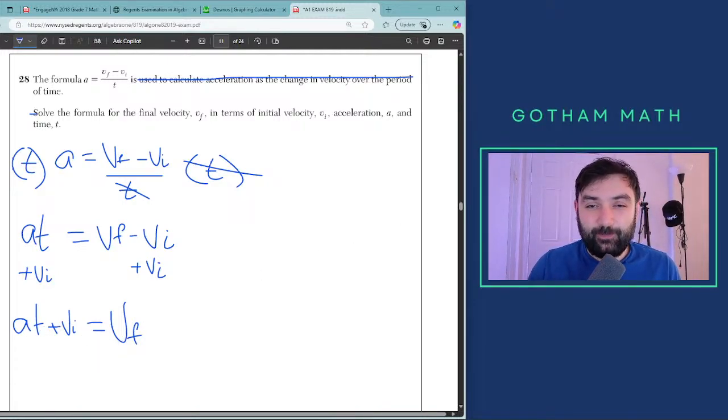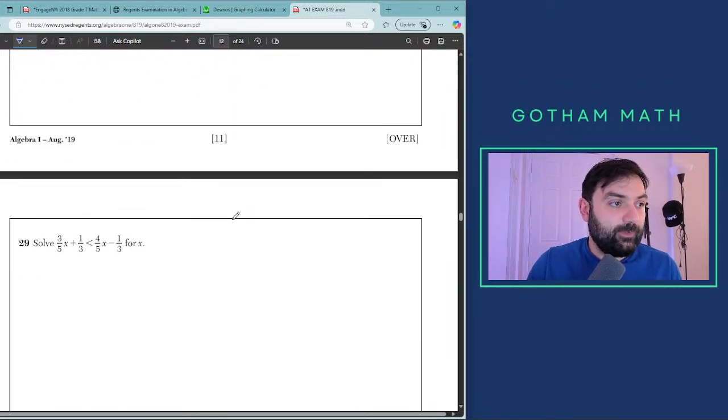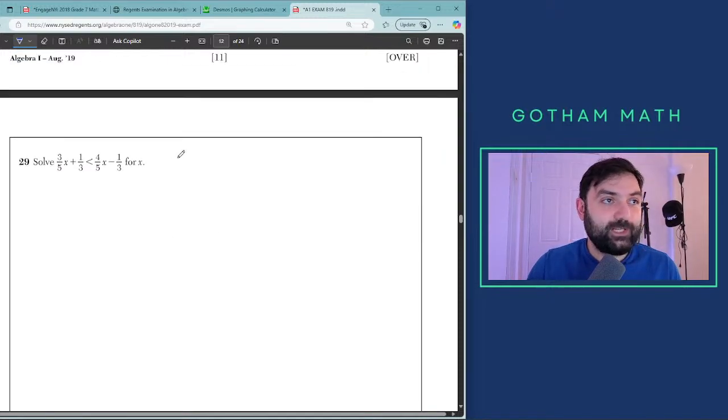This is a very popular type of question. You can see a lot of these questions on, let's say, the SAT, and it's just a good question to be able to do. Moving on, number 29. We're going to do it real quick.